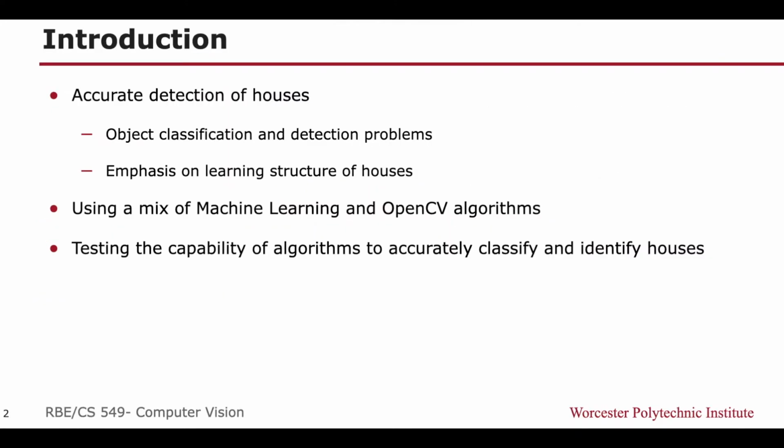Our goal is to accurately detect houses, which includes object classification and detection problems, and we emphasize learning structures of houses. We used a mix of machine learning and OpenCV algorithms, and we tested the capability of algorithms to accurately classify and identify houses.